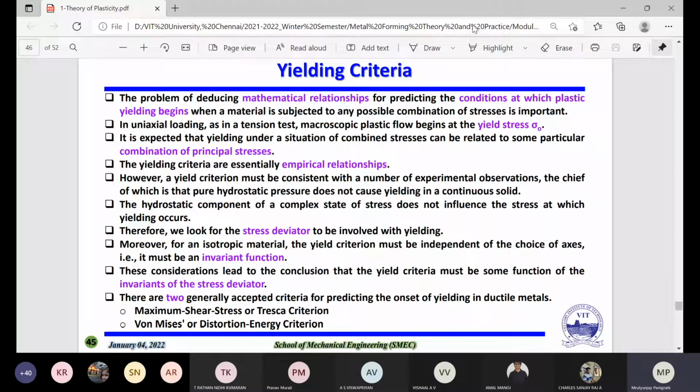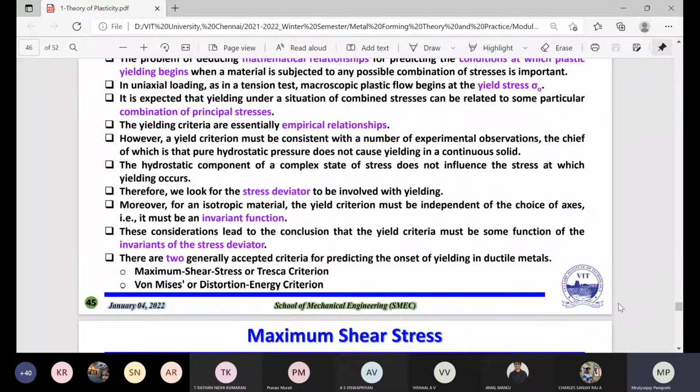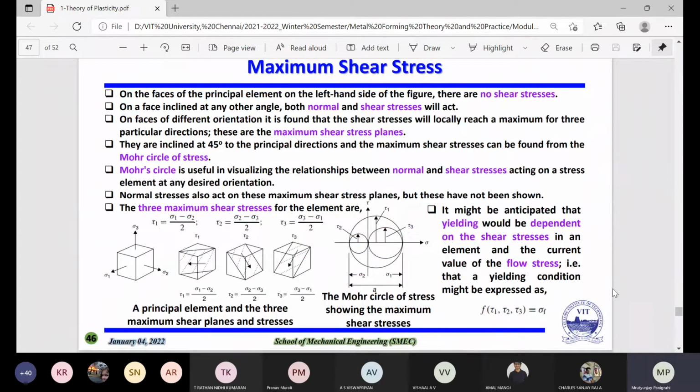One is the maximum shear stress or the Tresca criteria. And second, we will talk about the von Mises or the distortion energy criteria. Maybe 1-2 slides. Then based on this, we will make one numerical. So this slide also we have covered.